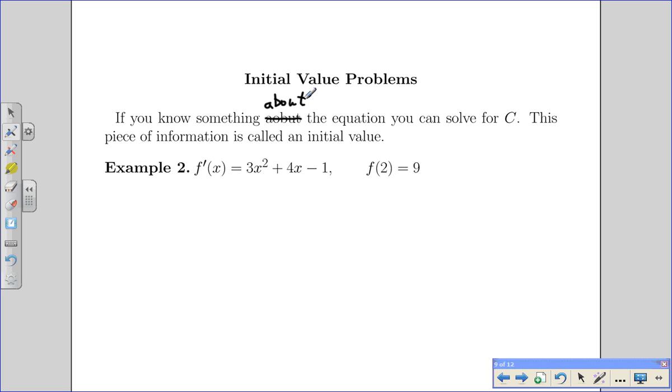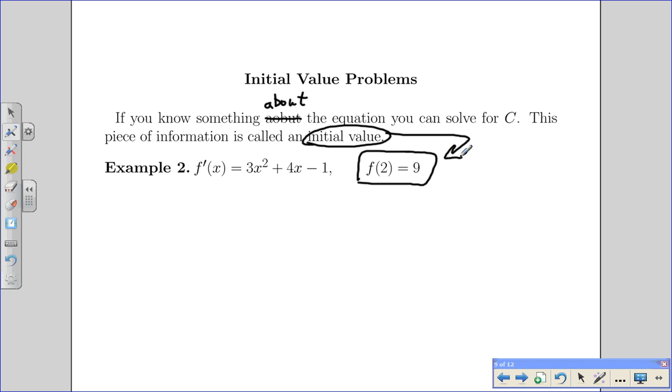So if you know something about the equation, you can solve for c. And this piece of information is called an initial value. So for example, in this case, I have a derivative. f prime of x is 3x squared plus 4x minus 1. And I have my initial value. I know that in the original function, when I plug in a 2, the answer is 9.